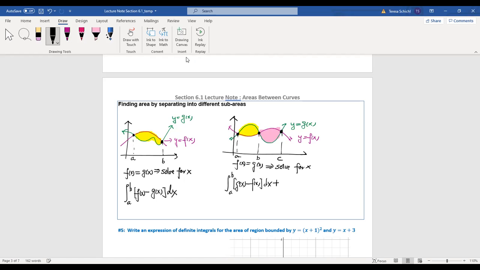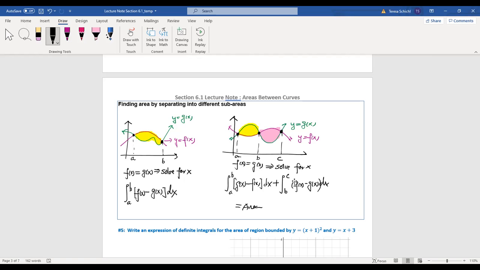Then you add the area of this little pink area. So the pink area, what is the area between? It will be between the B and the C's, right? So the B and the C's here. Which one is on the top? Right now f of x is on the top, right? So you do f of x minus what? Minus g of x dx here. So now this will be the overall area between these two curves.